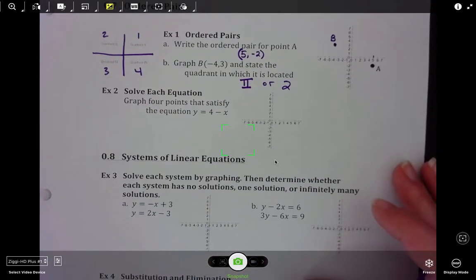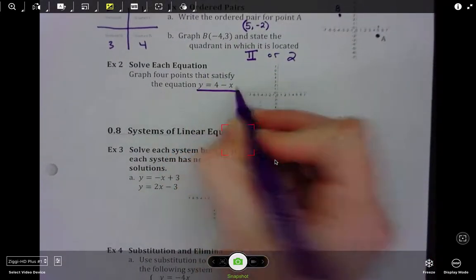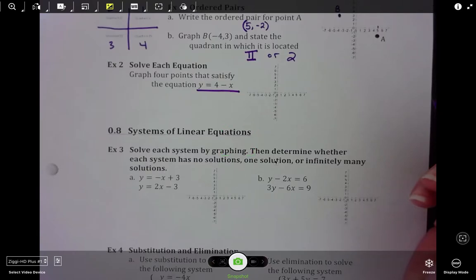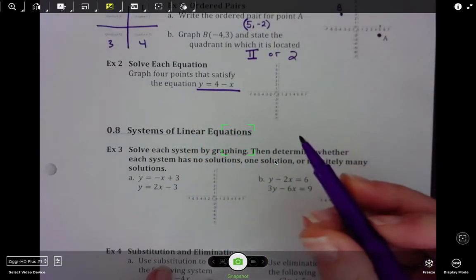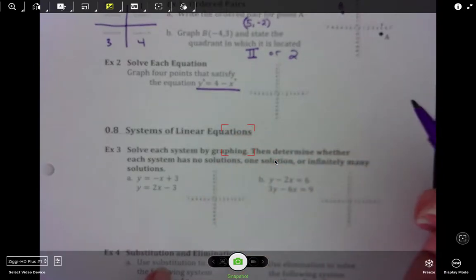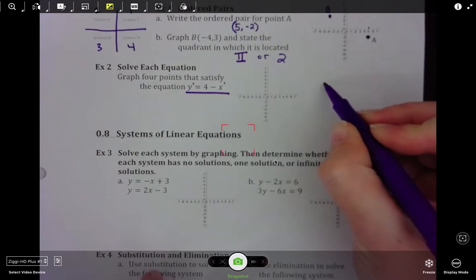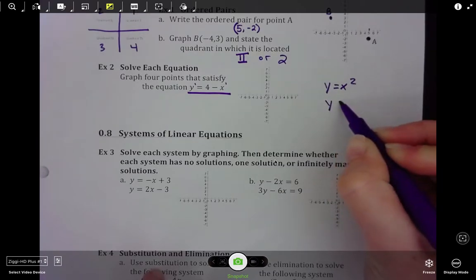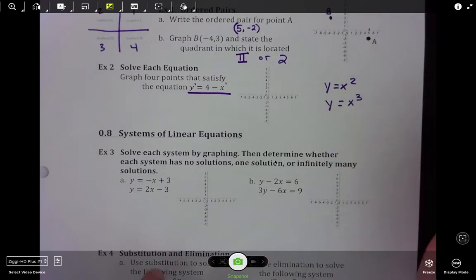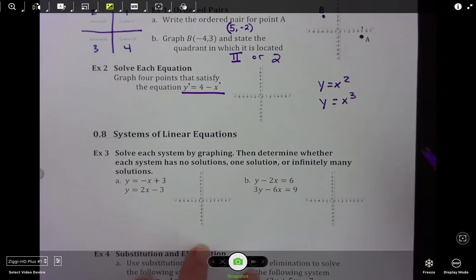Example 2, they want you to graph 4 points that satisfy the equation. This guy right here, y equals 4 minus x, that is a linear function. All linear functions will have a y and an x coordinate, and the y and the x coordinate will be to the first power. So that's the main thing. If this was a quadratic function, it would be like y equals x squared. If it was a cubic function, it would be of the form y equals x cubed, and so on and so forth. So this is a linear function. All linear functions, when you graph them, will look like straight lines.